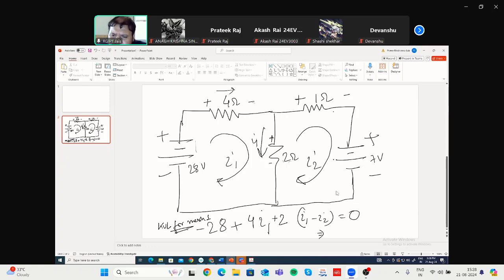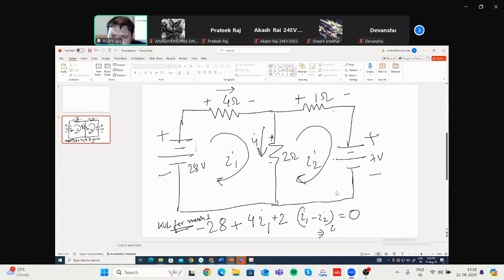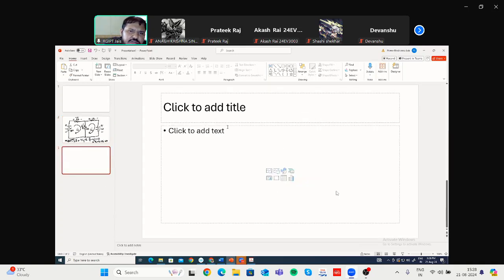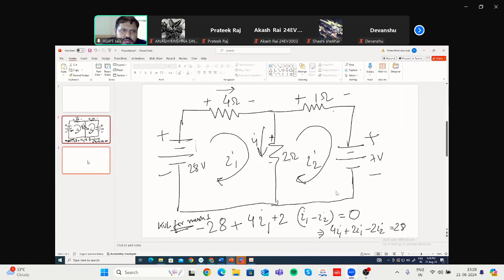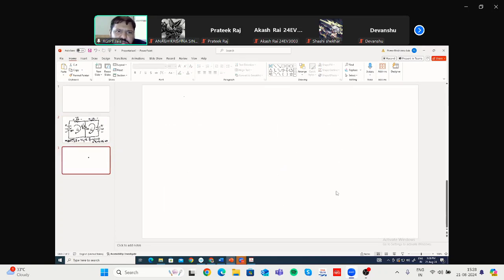So this can be further simplified as 4I1 plus 2I1 minus 2I2, that is equal to 28. Or this can be simplified further, that means 6I1 minus 2I2 is equal to 28. So this is the first equation we got by applying KVL in mesh 1.